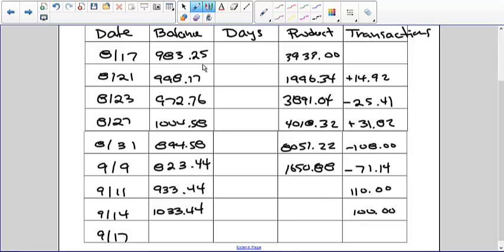Okay. Now to figure out the average daily balance, the way the book shows you is they're saying that we have the starting balance from the 17th to 21st. So the number of days that balance is in effect is 4 days. So to find these numbers, we just subtract the adjacent dates. So 21 minus 17 is 4, 23 minus 21 is 2, 27 minus 23 is 4, 31 minus 27 is 4.